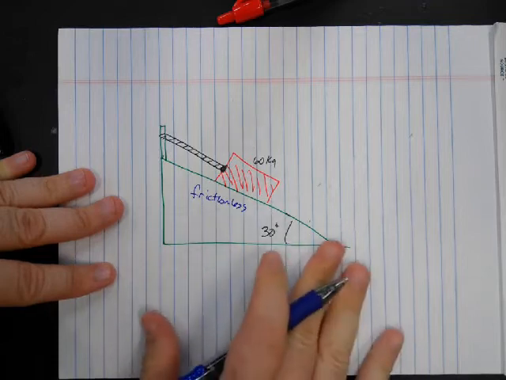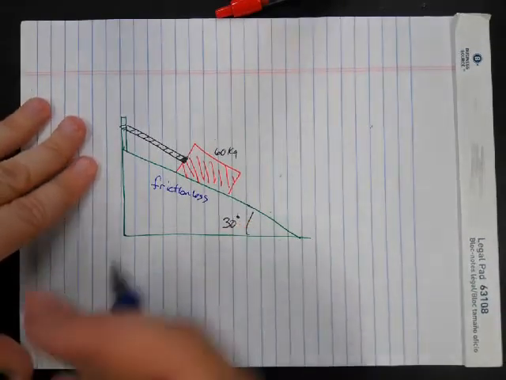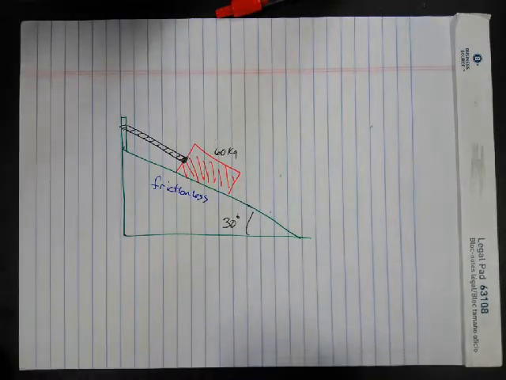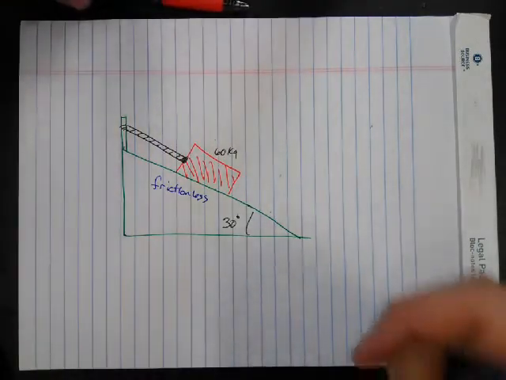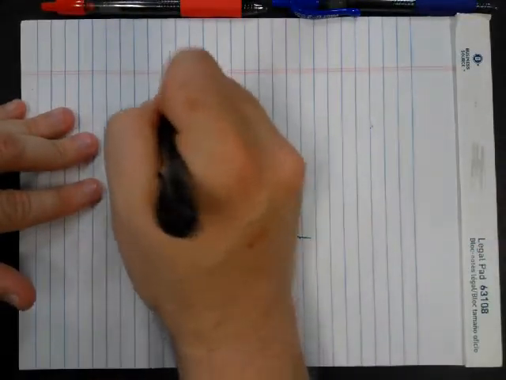All right. So how do we attack a problem like this? We don't actually even state what the problem is yet. Let's state what the problem is. We want the tension in this rope.